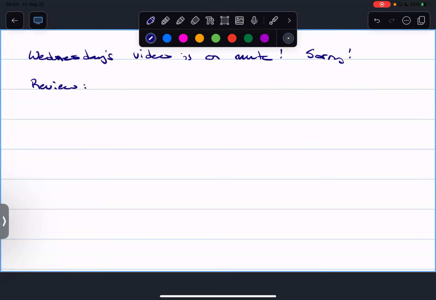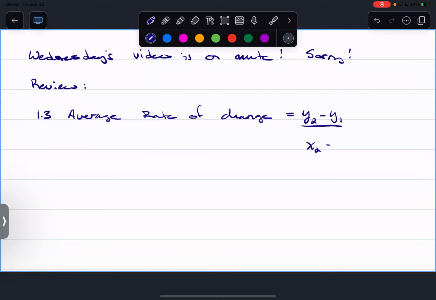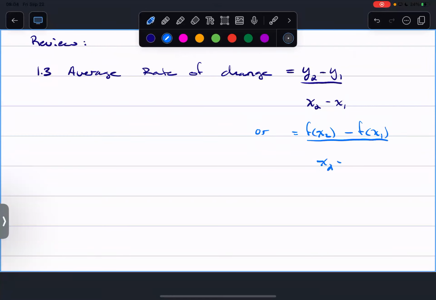So a little bit of review. Not too much. We finished 1.3 last day, which is on average rate of change, which is really just going to be the change in y, right? The change in output, so y2 minus y1 over the change in input, x2 minus x1. Or in terms of functions, f of x2 minus f of x1 divided by x2 minus x1. And that's how we find the average rate of change between two points.